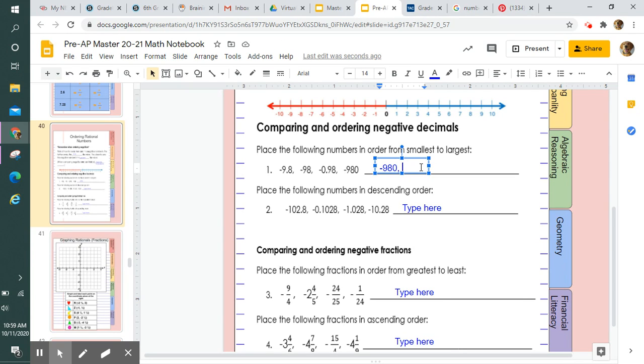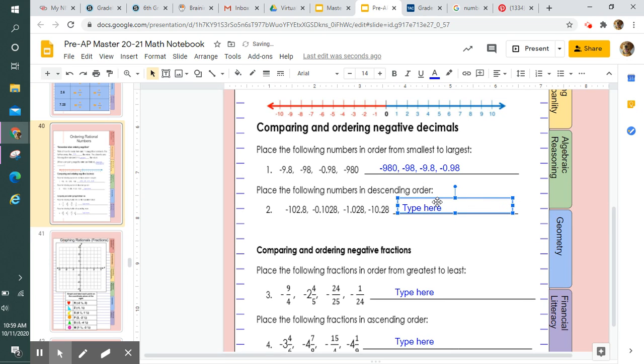Then what's going to come next is negative 98, and then negative 9.8, and then negative 98 hundredths. Okay, so that's not too bad. Really in this one, we're just looking at where our decimal point was, and that was helping us to answer those.